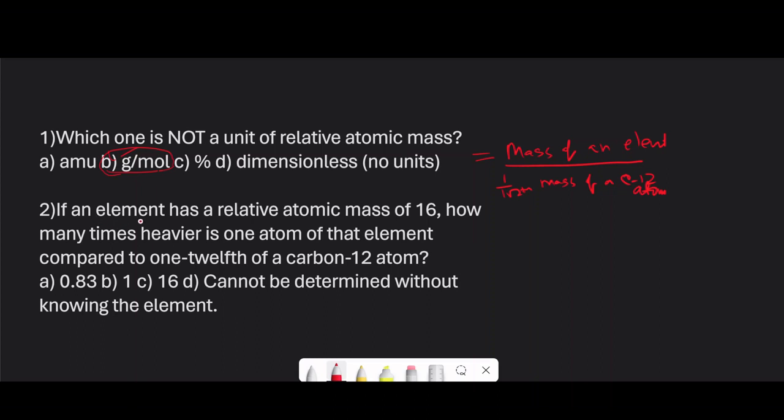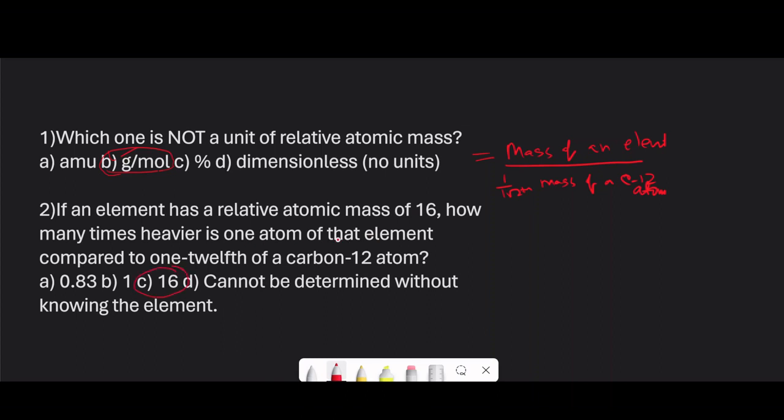If an element has a relative atomic mass of 16, how many times heavier is one atom of that element compared to 1/12 of a carbon-12 atom? Well, that means it's going to be 16 times heavier, because whenever we know the relative atomic mass of something, it means that it's heavier than 1/12 of a carbon-12 atom. So if it's 16, it should be 16 times.